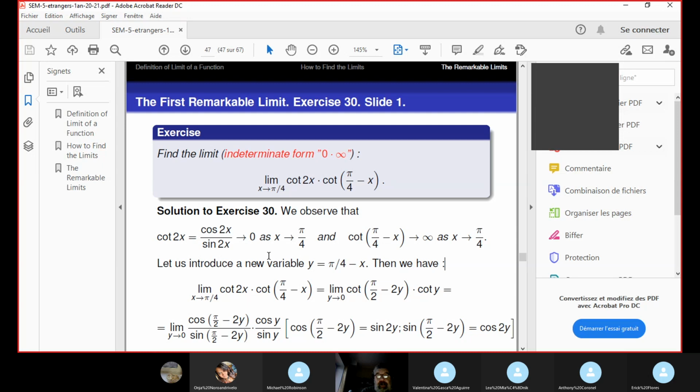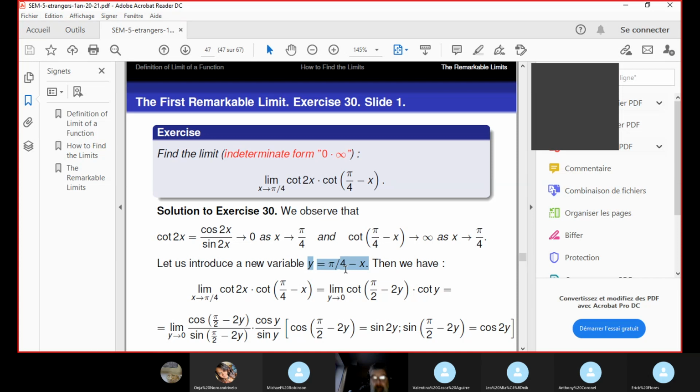So, we take a very natural, in this case, change of the variables. We take y as pi over 4 minus x. We take this because we want to use our first remarkable limit. So if x goes to pi over 4, our y goes to 0. Agree? Yes, agree.